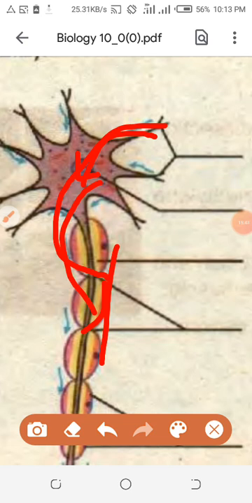And what is the target? I think at least at this level you must know the target, where the neurons are going. What is the final destination of the neurons? Effectors. Effectors are the muscles and glands.